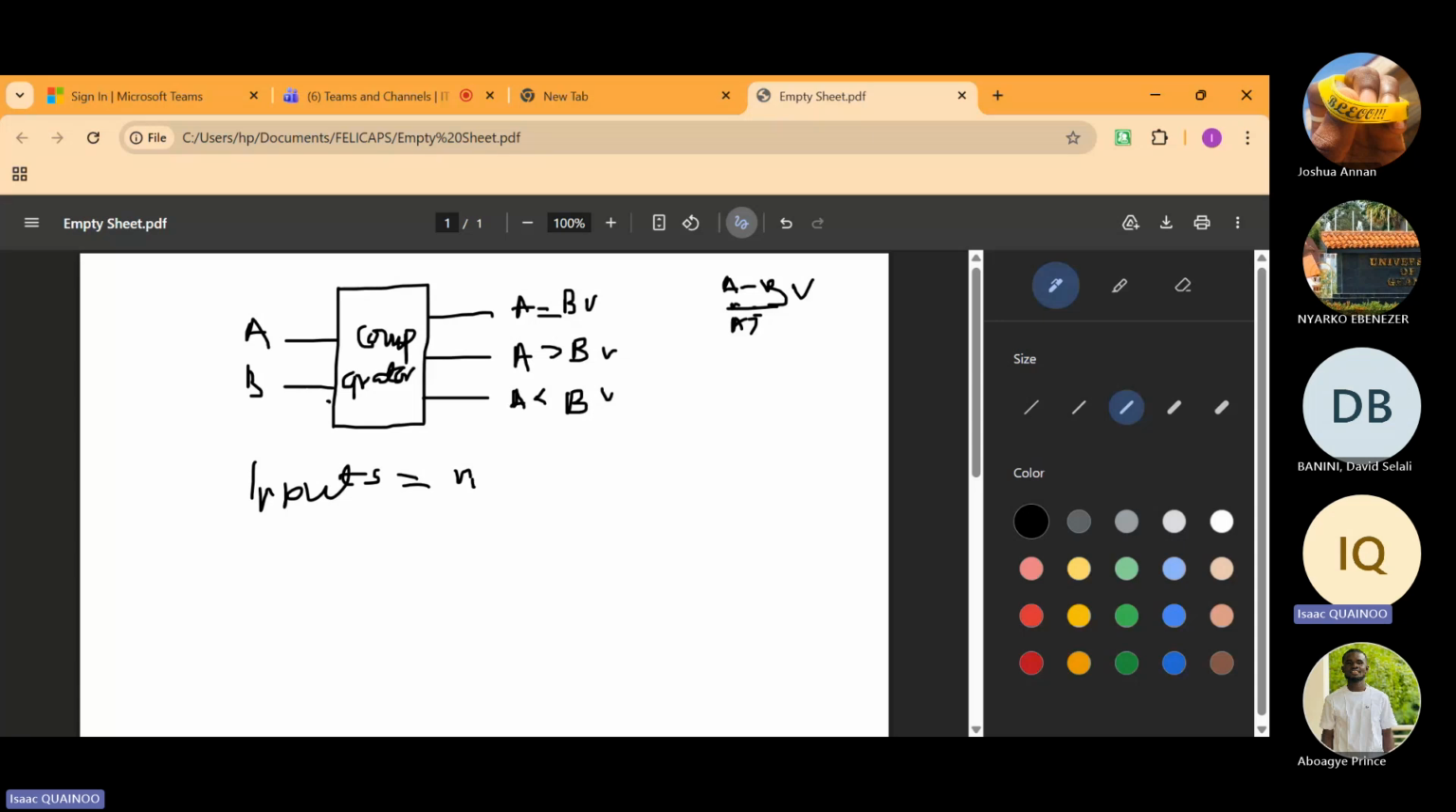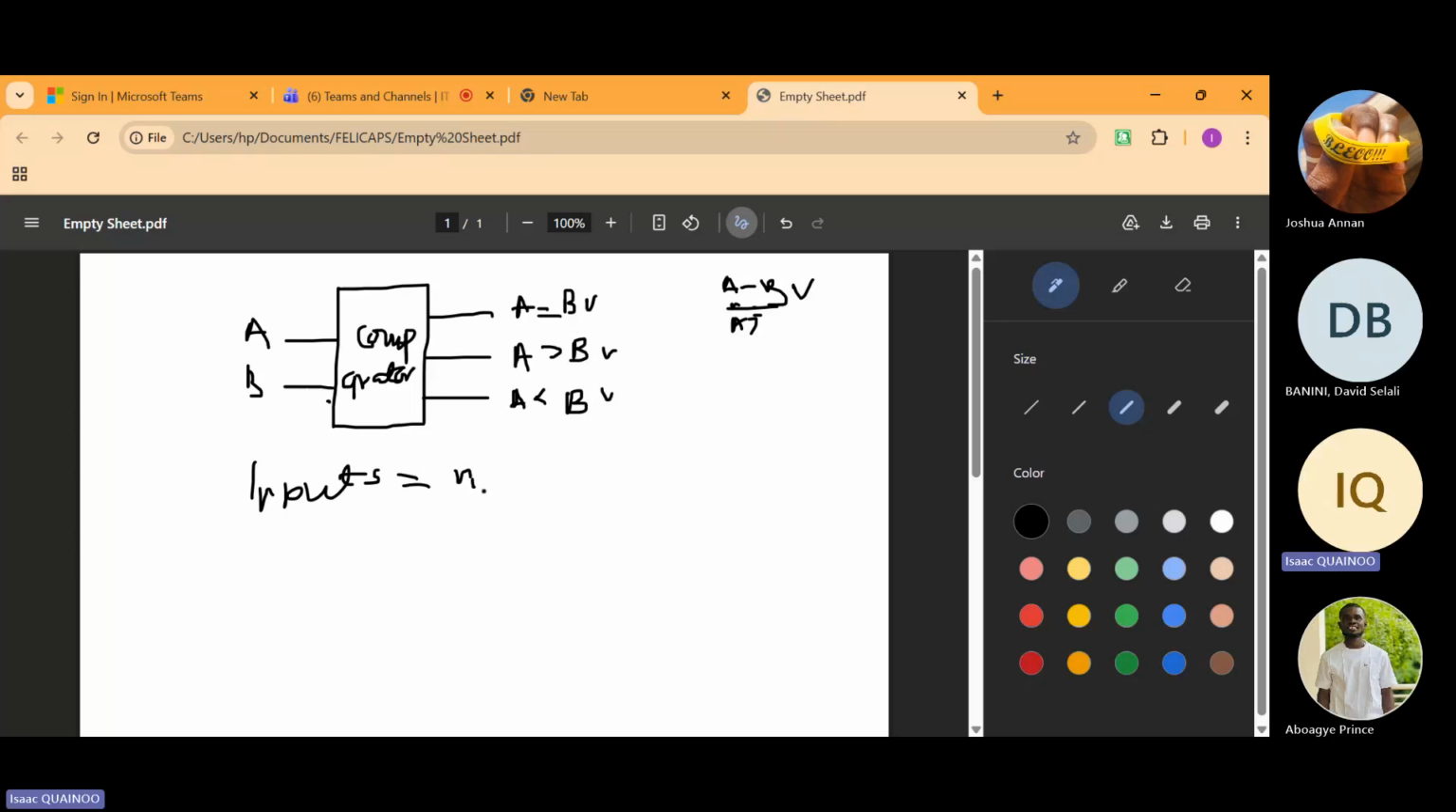But if we are performing comparison, we want to know if one thing is bigger than the other, if it is equal or if it is less, then a comparator is essential for such an operation. So now you know what a comparator is. Let us look at the types of comparators that we have.